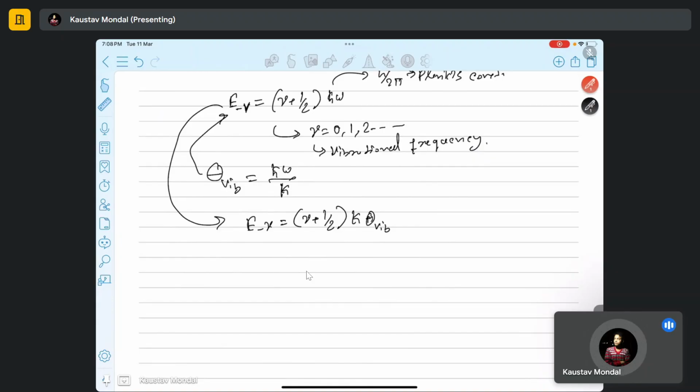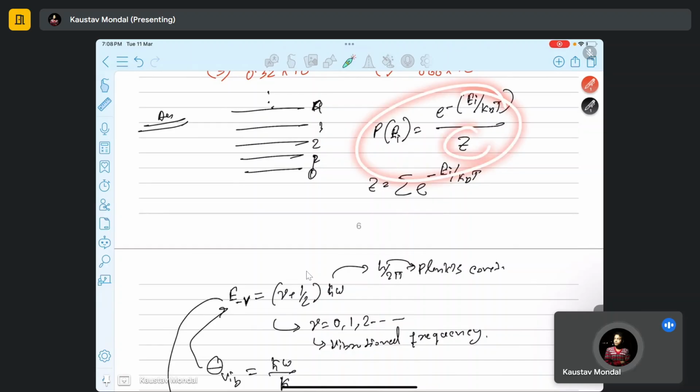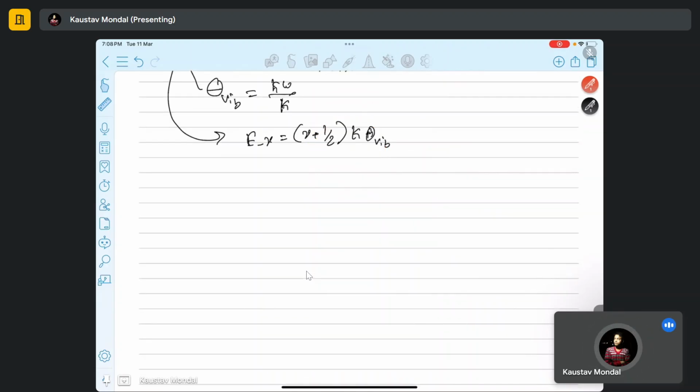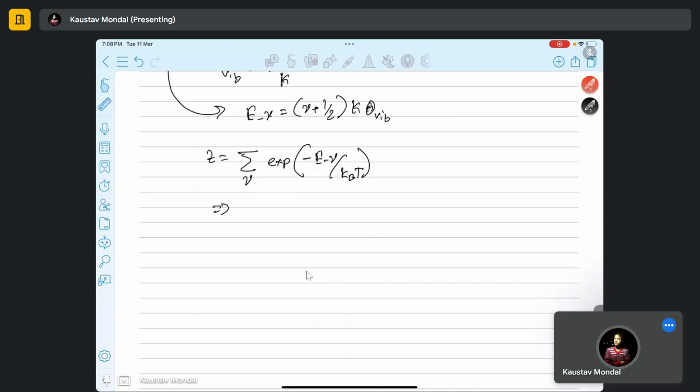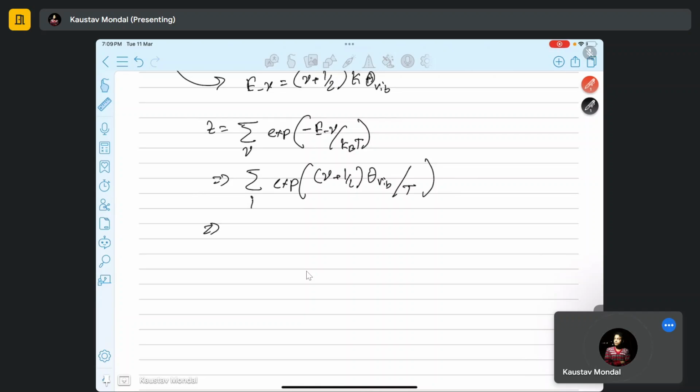So in order to calculate this probability, as we have already discussed, you first have to calculate the partition function, right? The partition function is defined as z equal to the summation of exponential of minus e nu by kbt over all nu. So this will simply be the summation of exponential of minus nu plus half, theta v by t, where kb cancels. So now, what does this give?